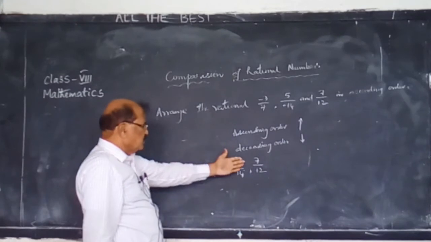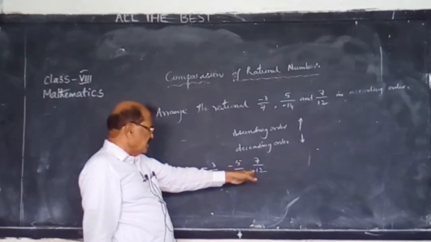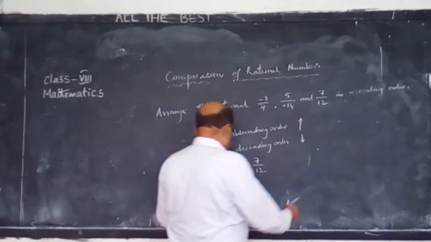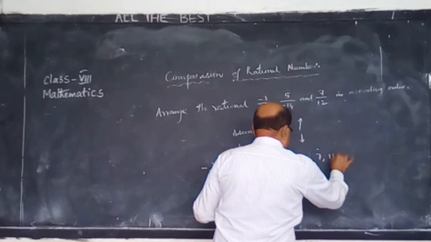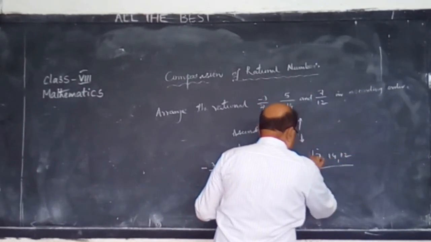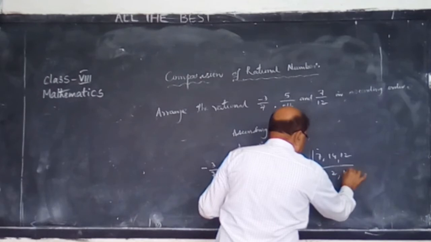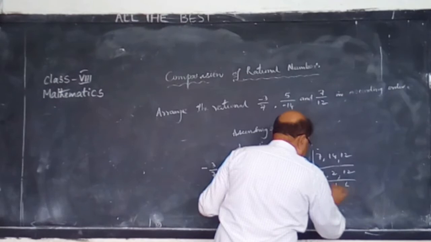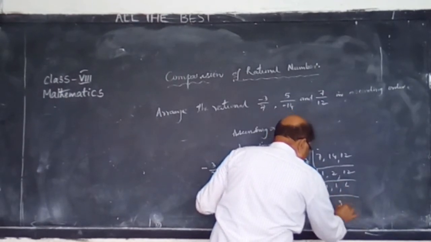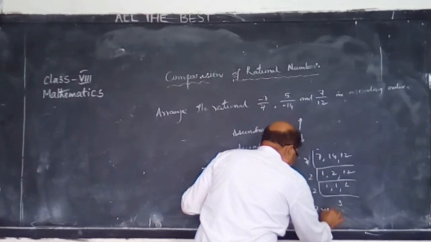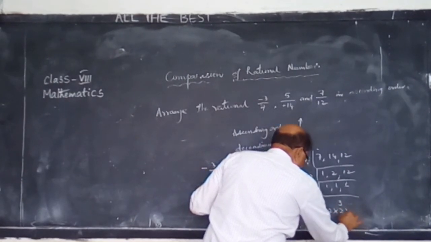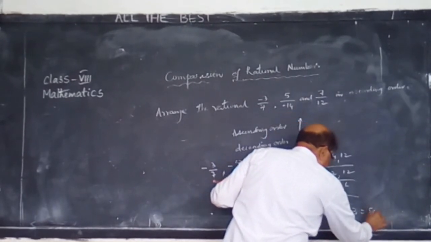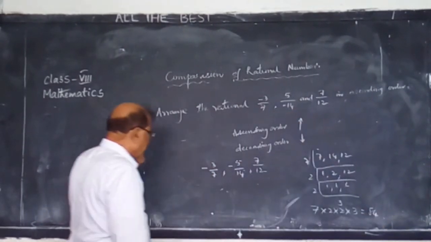This 7 by 12 is positive, so it is greater. It's very clear. Now make the denominators equal. 7, 14 and 12. It goes in 7. 7 1s are 7, 7 2s are 14. 12, again it goes in 2 times, 2 6s are 12, again it goes in 2, 2 3s are 6. So 7 into 2 into 2 into 3. 4 2s are 12, 12 7s are 84. So we must make the denominator 84.